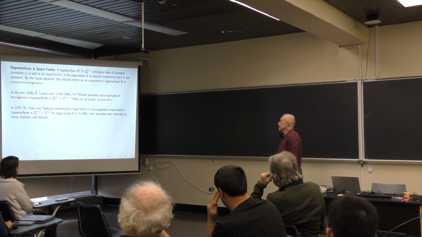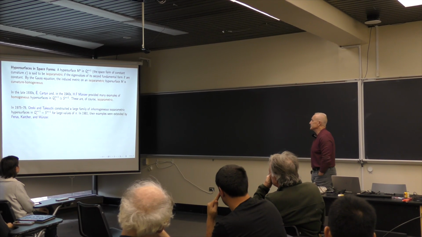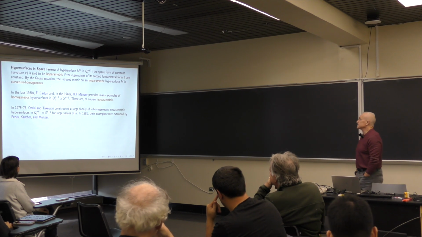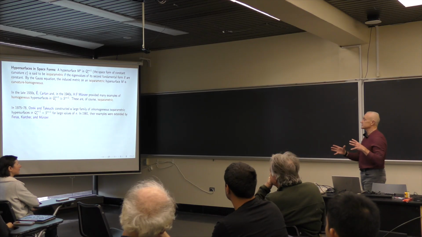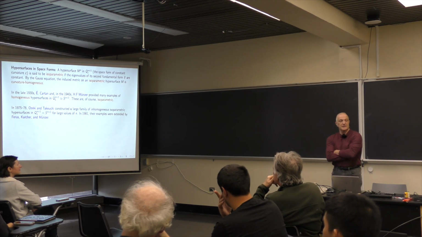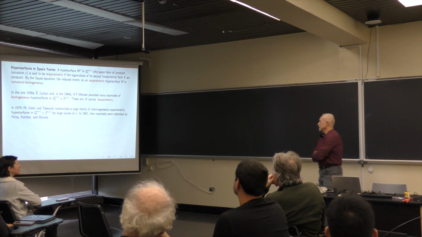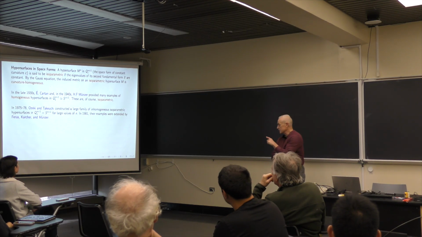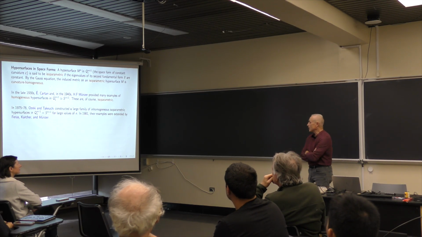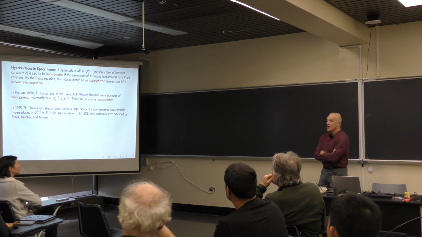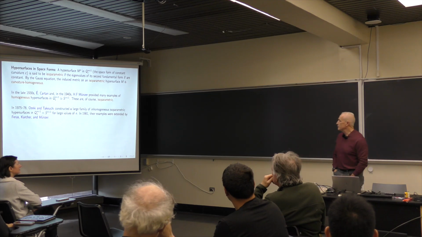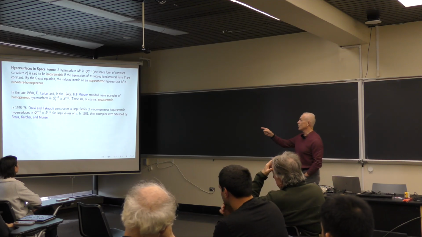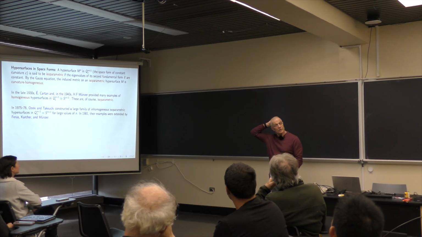But in the mid-70s, Ozeki and Takeuchi constructed some inhomogeneous isoparametric hypersurfaces. That is, the eigenvalues of the second fundamental form are all constant, but they're not actually orbits of groups. But they constructed them for fairly large values of n. There were no low-dimensional examples.